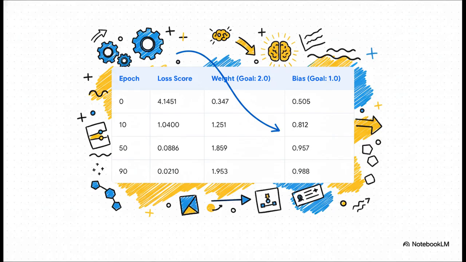This table here shows the progress. Each round, by the way, is called an epoch. So you can see at epoch 0, the loss is super high and our weight and bias are just random nonsense. But look, after just 10 rounds, the loss has already plummeted. And by the time we hit epoch 90, the model has almost perfectly learned the real values of 2.0 for the weight and 1.0 for the bias. The loss just keeps dropping as the parameters inch closer and closer to the truth. It's honestly incredible to watch happen.